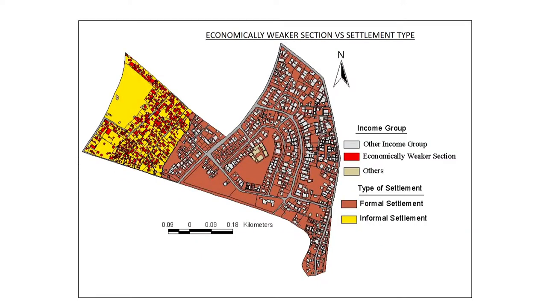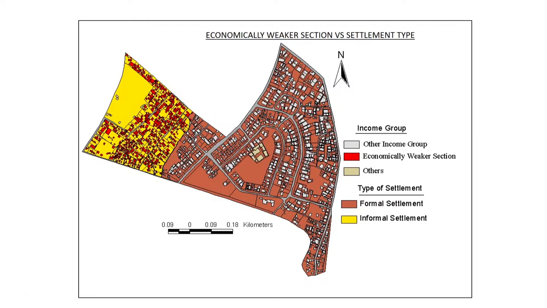Okay, then we have done one more analysis, where we have found out the correlation between the income group and the type of settlements. So what you find is, in brown color they have the formal settlement, and in yellow color we have the informal settlement. Formal settlements are settlements which have proper approval of the development authorities or the city authorities, whichever is the regulating authority. While informal settlements are those where maps are not approved, and a disorganized type of settlement has taken place.